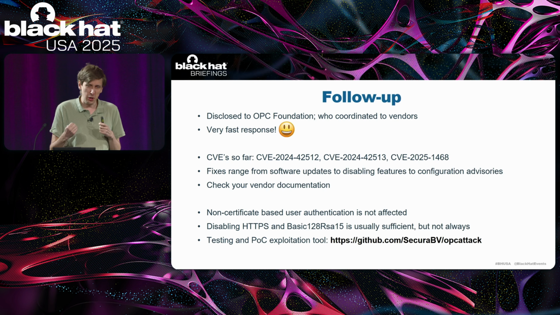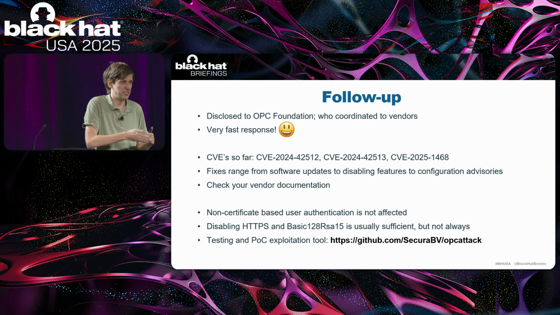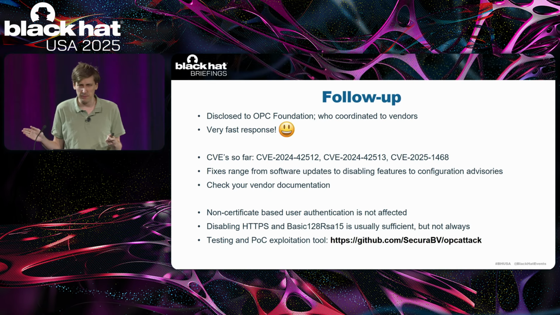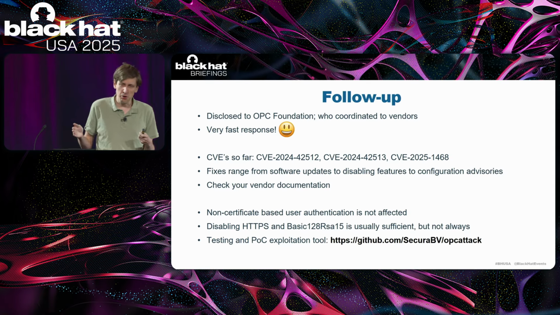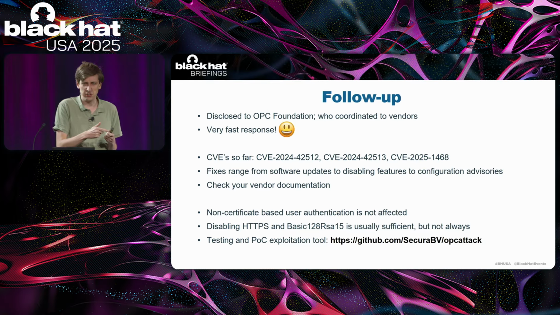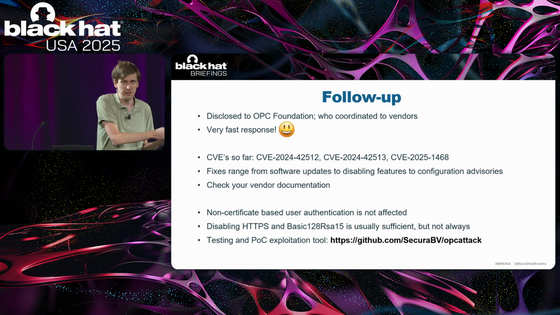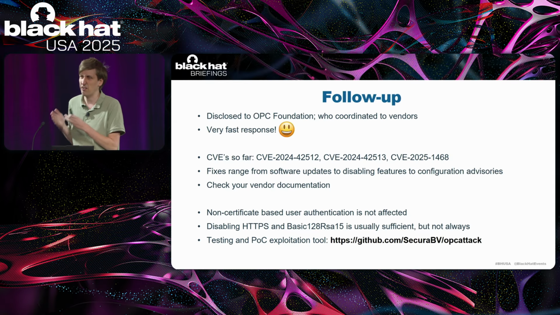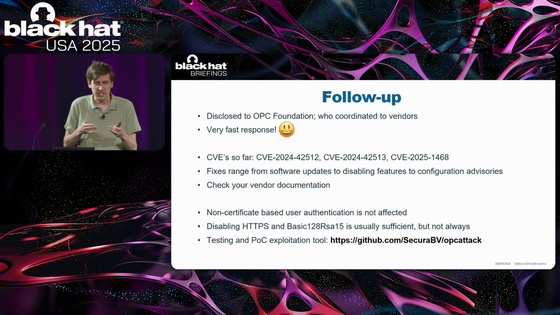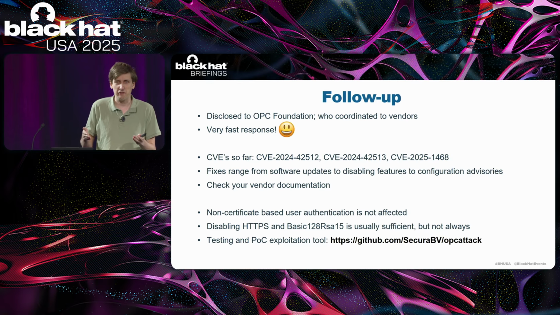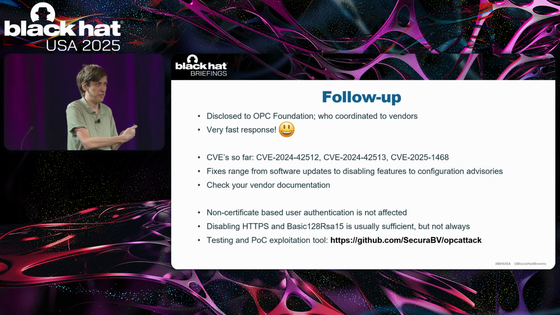If you don't use certificate-based authentication, or you don't rely on it, you probably don't have to worry about this. If you do, and you're not sure if your vendor has completely mitigated the issue, you can probably fix the issues by turning off the HTTPS feature and turning off the legacy RSA cipher. But there are still implementations where this was not enough, because they would still try to decrypt something with the legacy RSA padding, even though it was turned off.